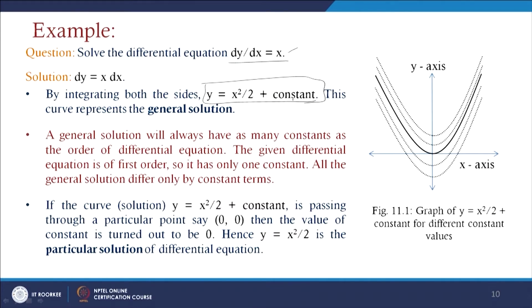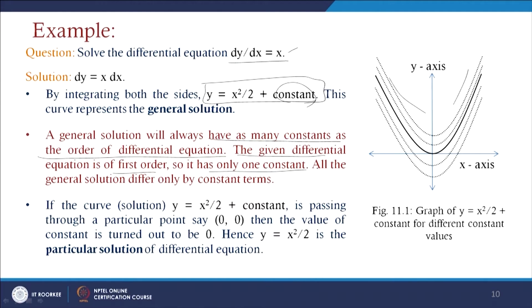And if you just plot this solution, then we can obtain the general solutions. If you see different constant values, we will have different curves here, and that is why a general solution will always have as many constants as the order of the differential equation. The given differential equation is of first order, so it has only one constant, and all the general solutions differ only by constant terms.